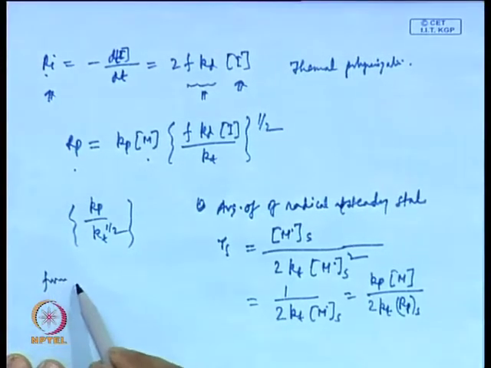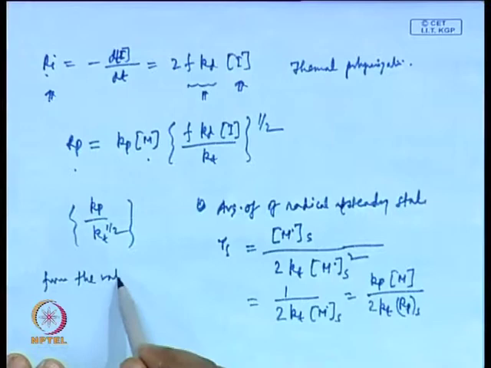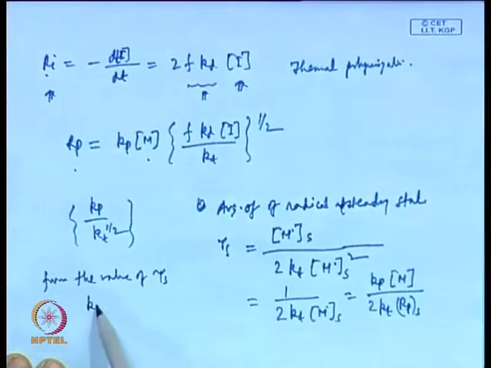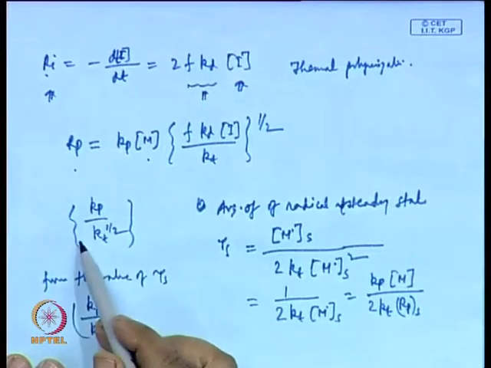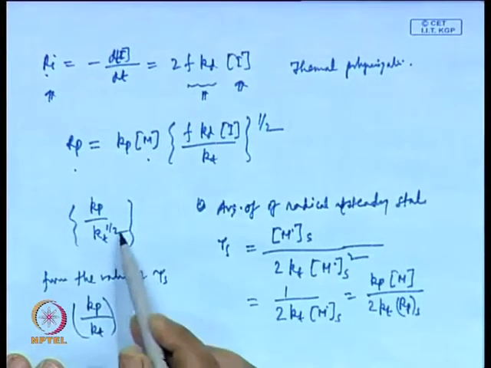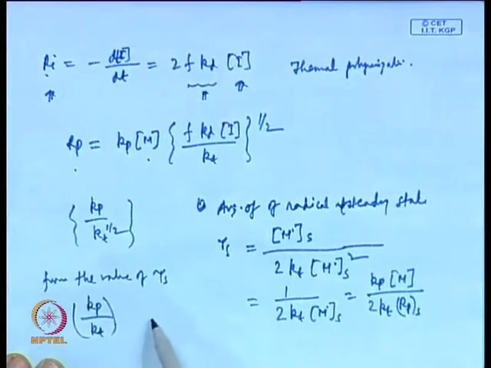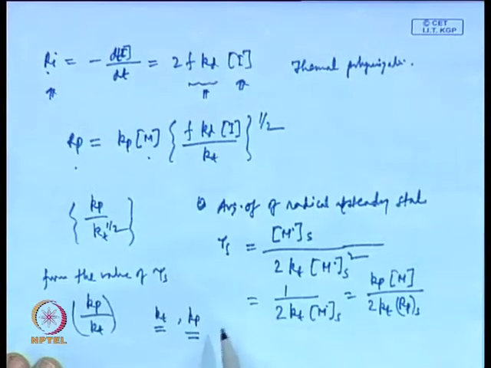So, from the value of tau s, we now know Kp by Kt. Okay. This is known, this is known. So, this by this is unknown. So, you know this. Okay. So, you know this, we know this. If both are known, then obviously Kt is known, and if Kt is known, Kp is also known. Okay. So, this is the logic.